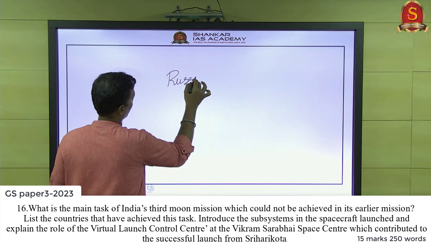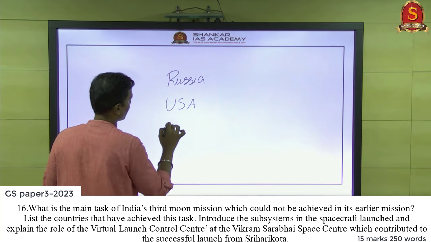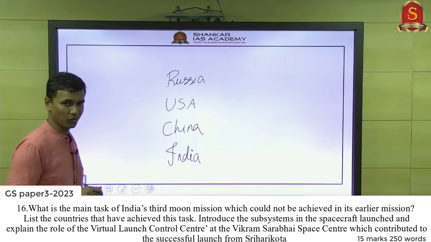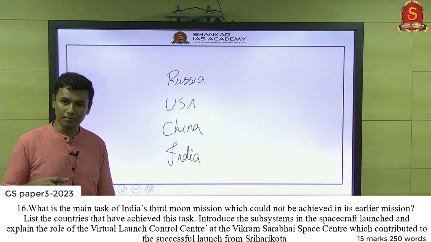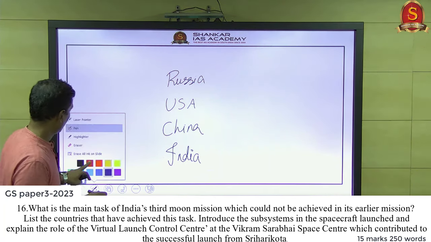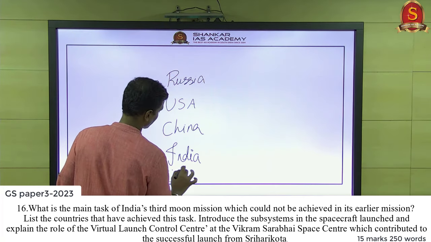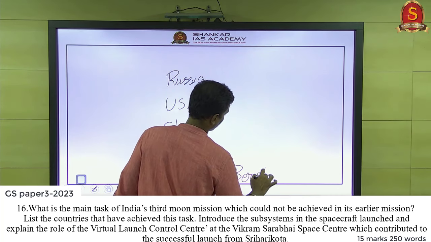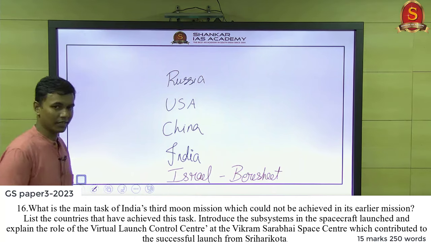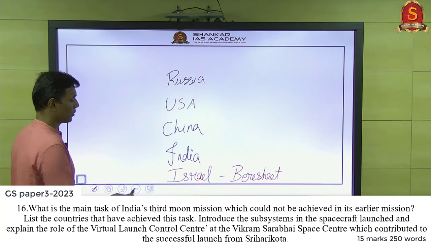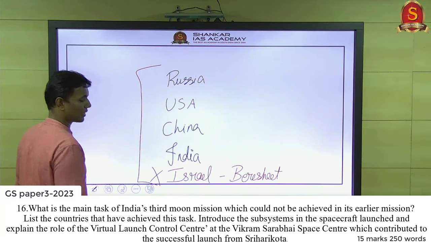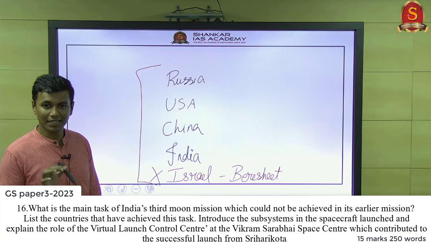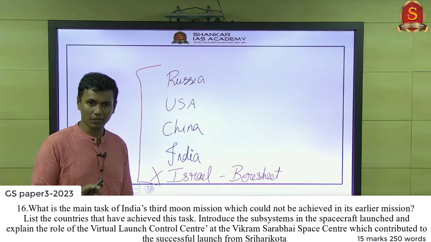Russia was the first to soft land, followed by the USA, followed by China, followed by India. India is the fourth country to land successfully on the moon. If you talk about attempts, totally 5 countries have attempted. Israel sent a mission called Beresheet. It was the same year, 2019, when we sent Chandrayaan 2, that Israel sent Beresheet. This was a failure. So, out of 5 countries that have attempted, 4 are successful right now. India was the fourth country to perform a successful landing near the south pole of the moon. It's not on the south pole, but near the south pole of the moon.